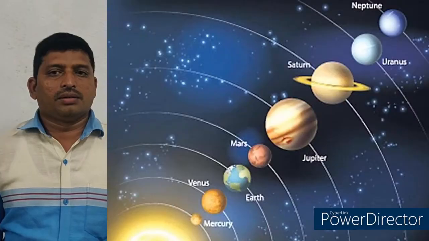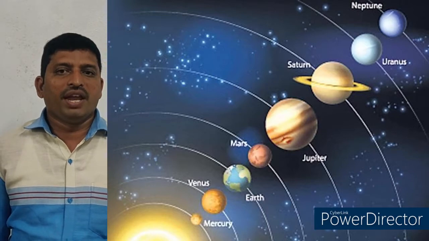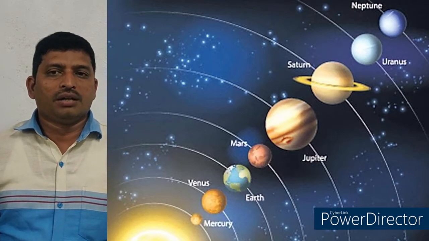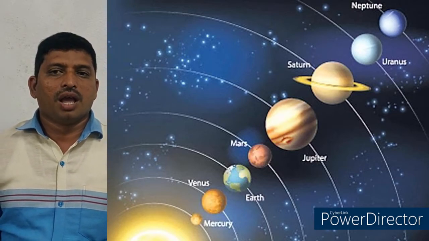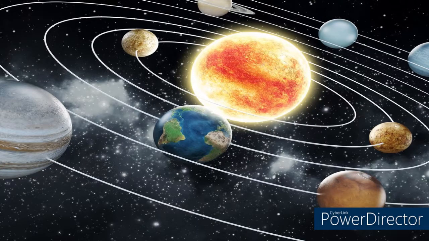In our solar system, we have 8 planets that revolve around a common axis, that is the Sun. These 8 planets include Mercury, Venus, Earth, Mars, Jupiter, Saturn, Uranus and Neptune. Once again, repeat: Mercury, Venus, Earth, Mars, Jupiter, Saturn, Uranus and Neptune.